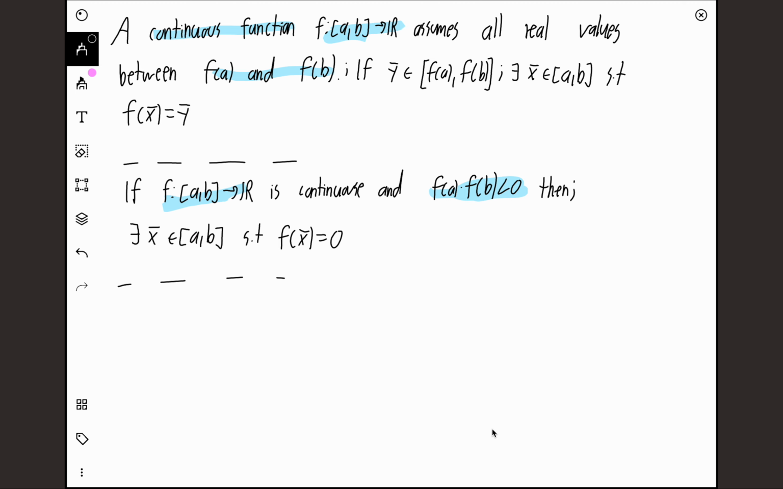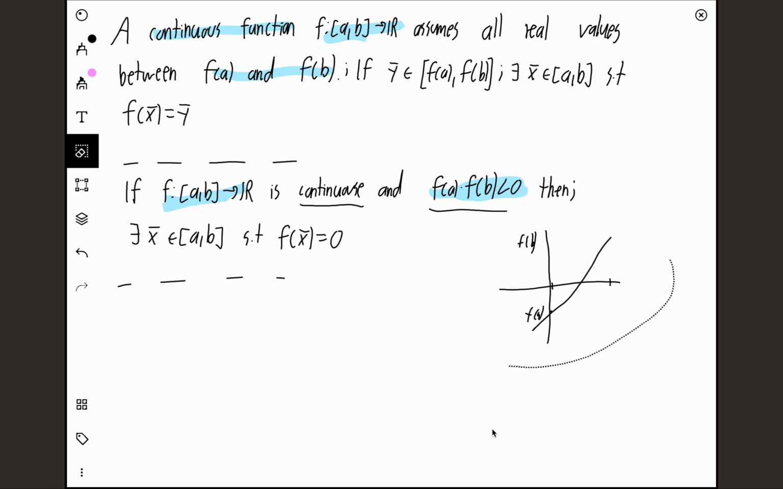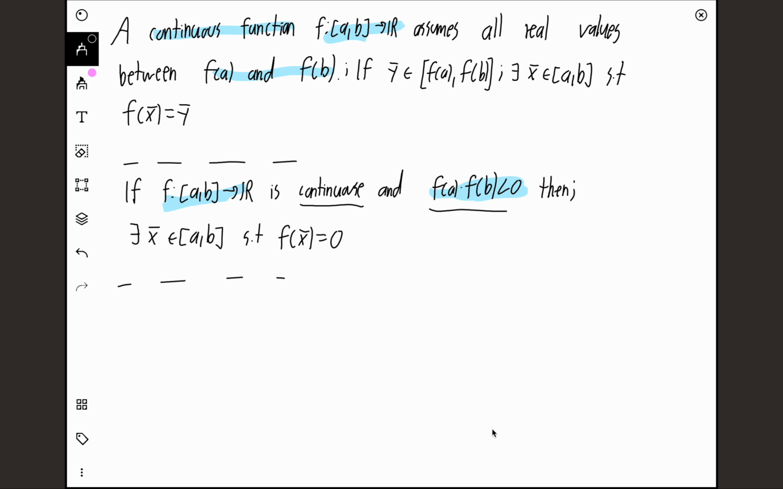But what we're actually going to be proving is the same theorem, just with a different statement. It basically says if f from [a, b] to R is continuous, and if f of a times f of b is less than 0, which just means that one of them has to be negative, our graph has to cross the x-axis. So this can be a, and this can be b. One of the values has to be negative so that the function crosses the x-axis. Well, in that case, there exists an x in [a, b] such that f of x equals 0.